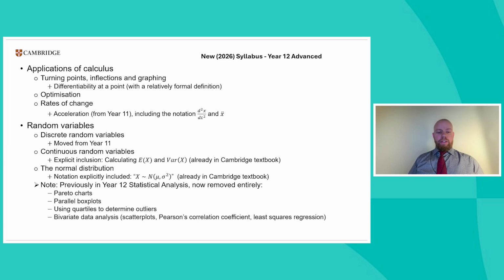Just a few extra inclusions with the notation. The mean and variance of a continuous random variable is now explicitly in the syllabus, and that was already in the Cambridge book. So that's one of those many cases where the right assumption was made there. The notation to call x a normal random variable, using that notation that's in the syllabus, was already mentioned in the Cambridge books though.